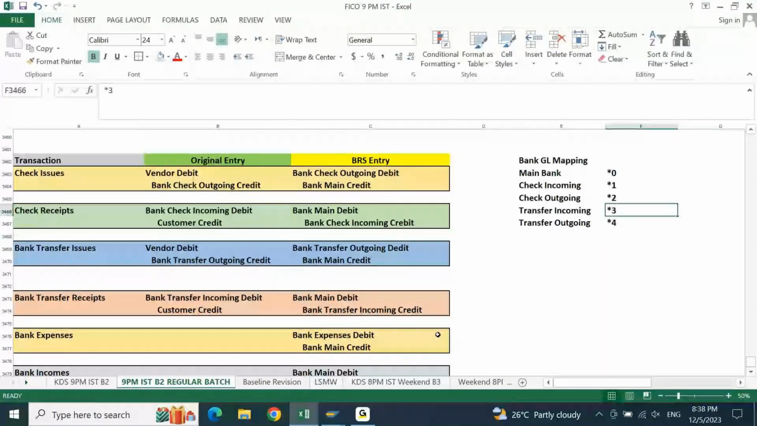1, 2, 3, 4: incoming, outgoing, because even when we talk, we always say incoming, outgoing, we don't say outgoing, incoming. So let's go in the same sequence. Check incoming is 1, check outgoing is 2, transfer incoming is 3, transfer outgoing is 4. These are the sequences that you remember. Even when you create a bank GL account, make sure you follow the same logic. And based on the same logic, we are going to keep our test data ready in tomorrow's session.